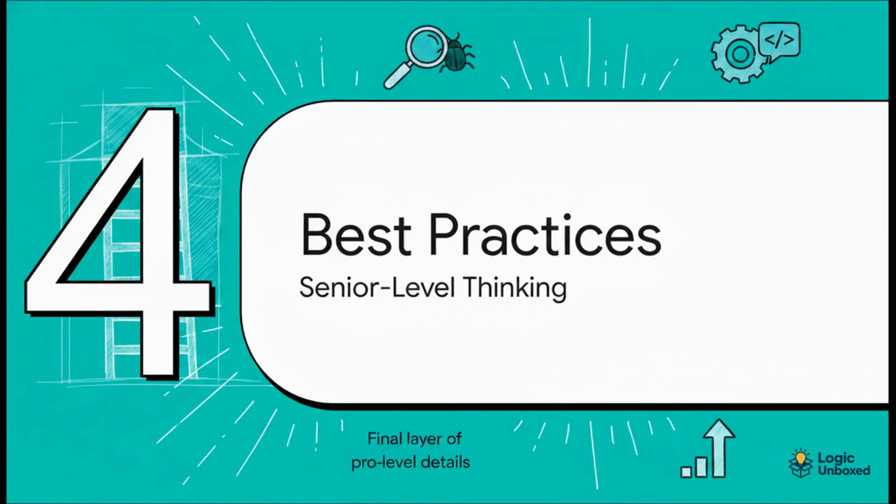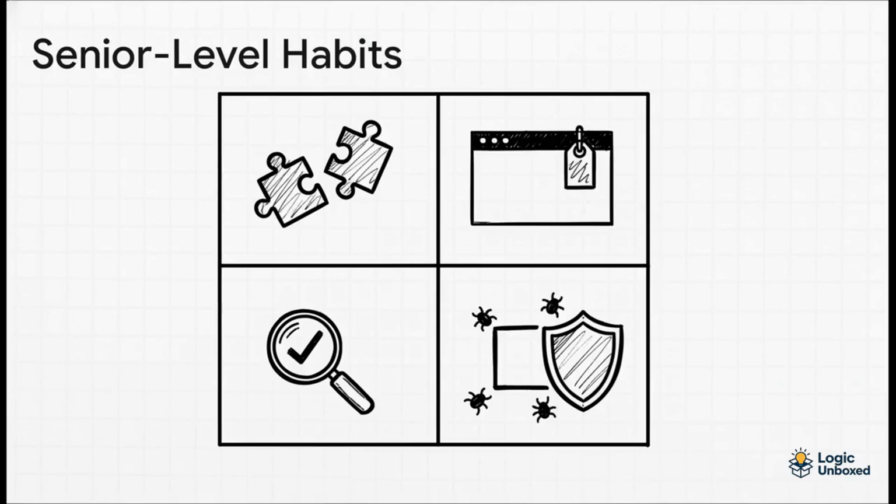Okay, we have our core concepts, fact versus theory, we have our structure, AAA. Now let's add the polish. These are the pro-level best practices, the little details that really signal senior-level thinking and take your tests from just working to world-class. So here are a few key habits you really want to build. First, keep your tests independent. Each test should be a world unto itself and not rely on another test running before it.